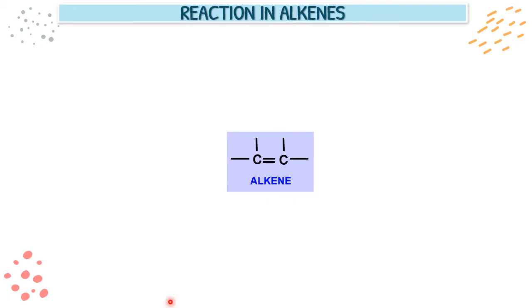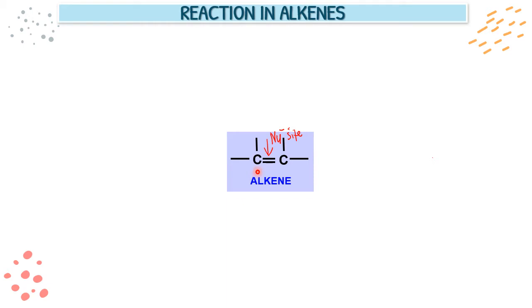So this is our alkene. As you know, the functional group of alkene is the carbon-carbon double bond. And we know that at the carbon-carbon double bond, the electron density is very high. So that's why the reaction will start from here. So this is our nucleophilic site. So our alkene itself is a nucleophile.